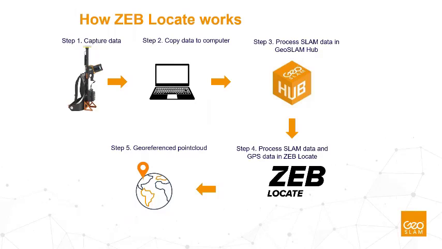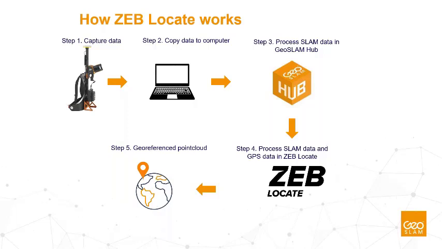So how it works, you capture the data as you would do normally. You need to do it at the same time, of course. So you synchronize the switching on the GNSS antenna together with the laser scanner. You copy the data to the computer.